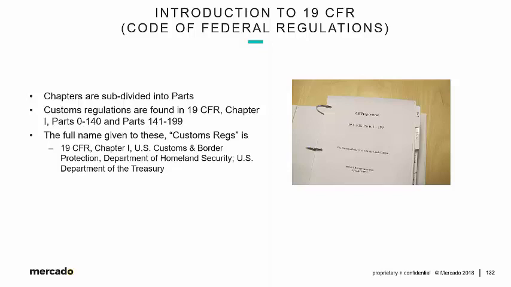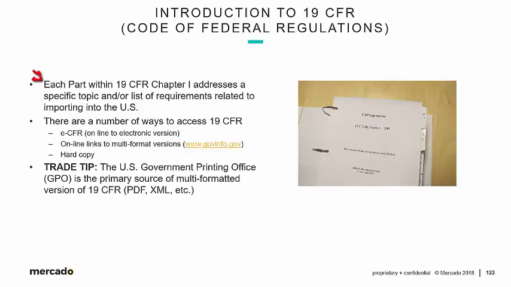Customs and Border Protection as part of the Department of Homeland Security, but also the U.S. Department of the Treasury, because they're the ones that receive all the customs duties that are paid to the U.S. government. Moving along, each part within 19 CFR Chapter 1 addresses a specific topic and/or list of requirements related to importing into the U.S.